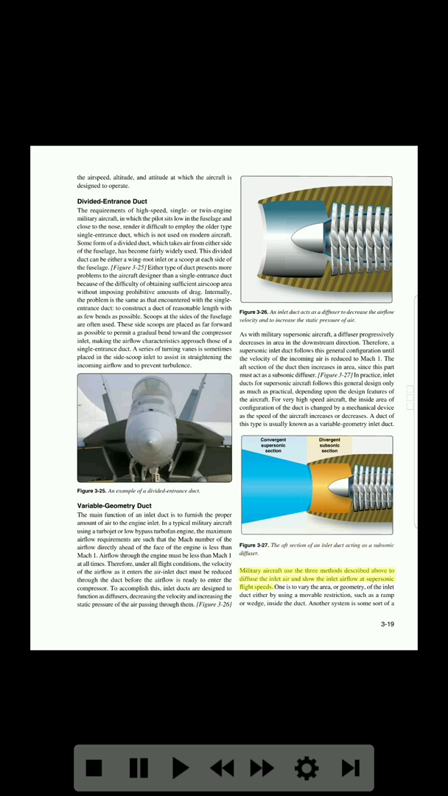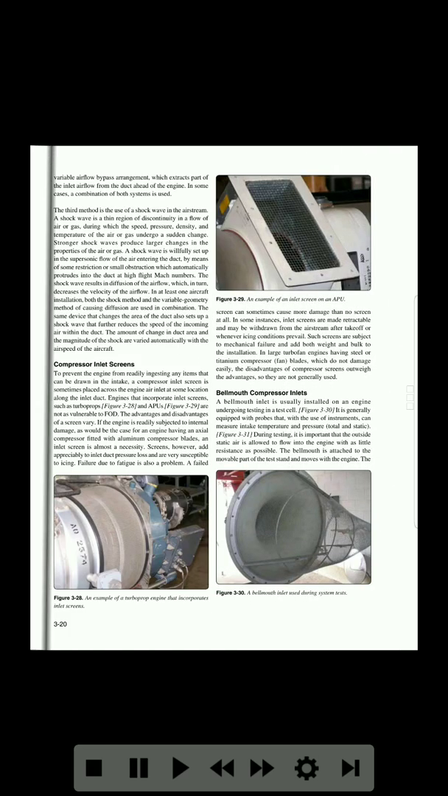Military aircraft use the three methods described above to diffuse the inlet air and slow the inlet airflow at supersonic flight speeds. One is to vary the area, or geometry, of the inlet duct by using a movable restriction, such as a ramp or wedge, inside the duct. Another system is some sort of variable airflow bypass arrangement, which extracts part of the inlet airflow from the duct ahead of the engine. In some cases, a combination of both systems is used. The third method is the use of a shock wave in the airstream.